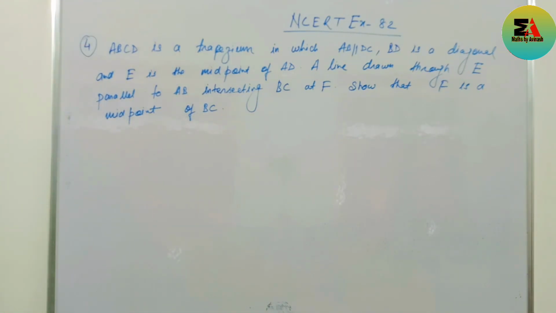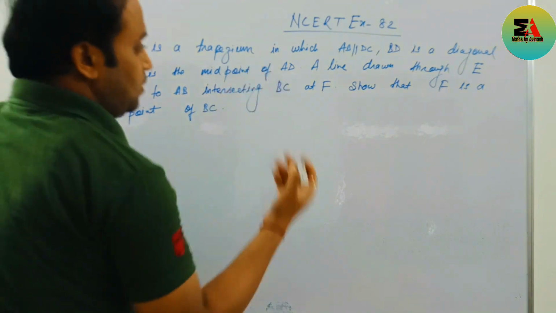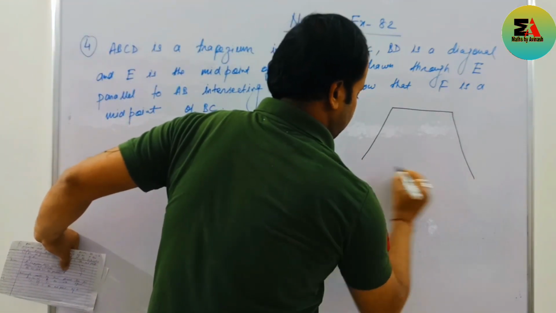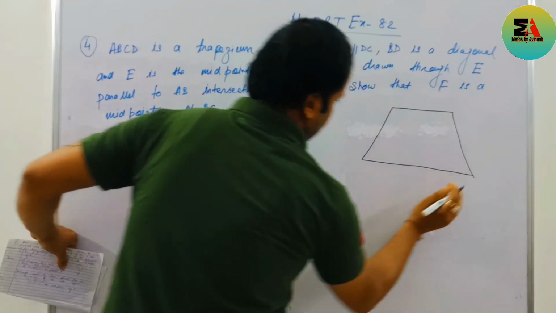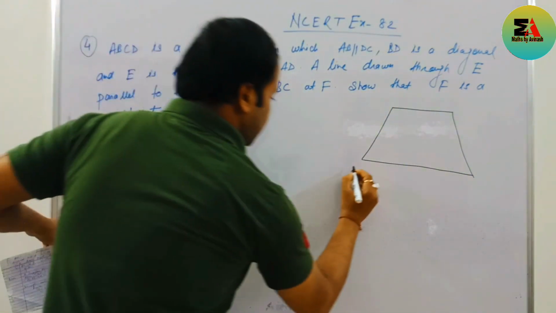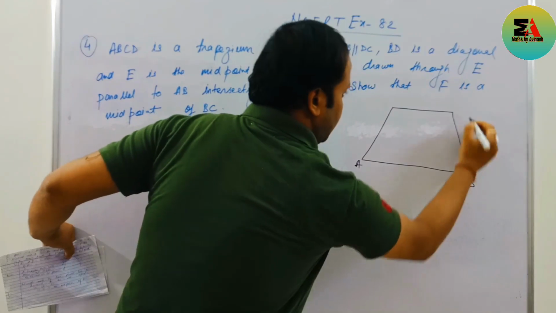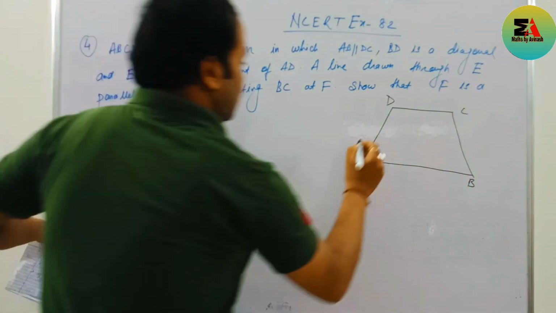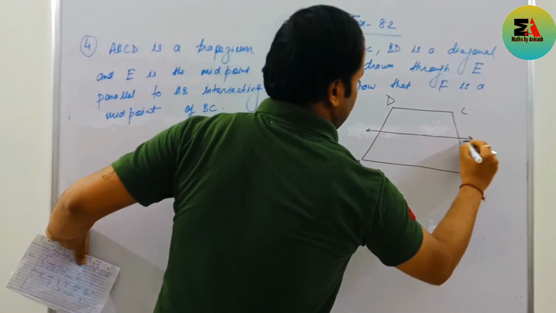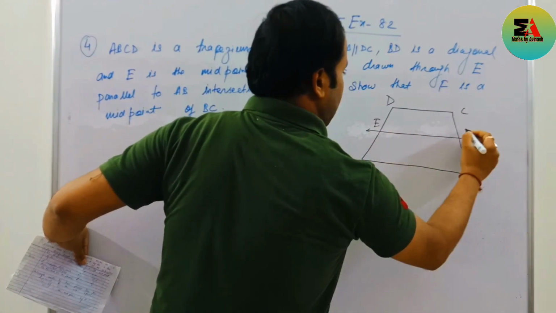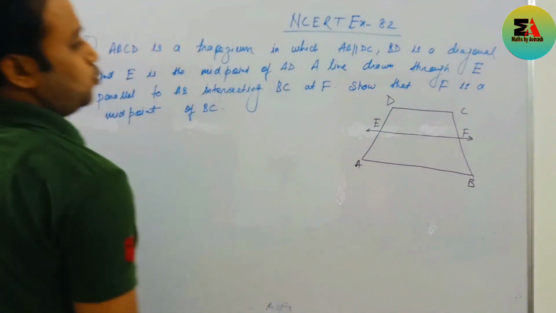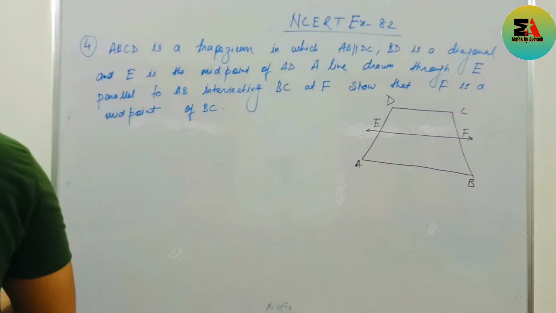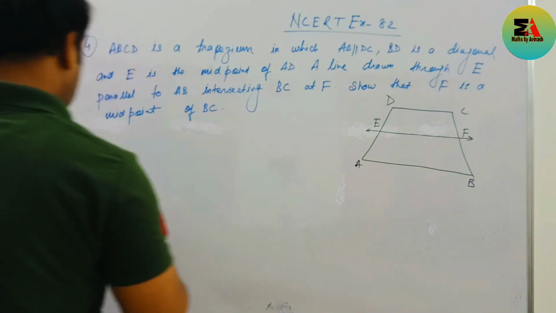Now you have to draw the figure. How do we draw? We have our trapezium named A, B, C, D, and the points E and F are marked on the sides. Then we have to show that F is the midpoint of side BC. This we have to show.